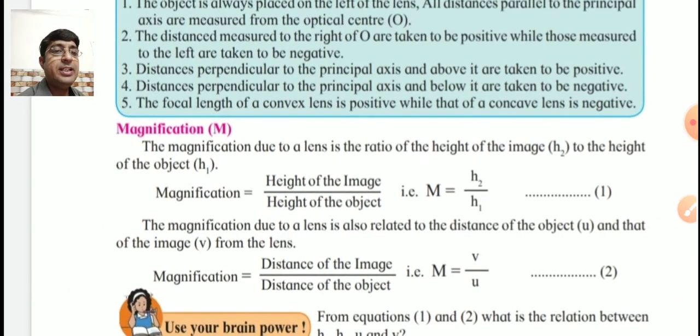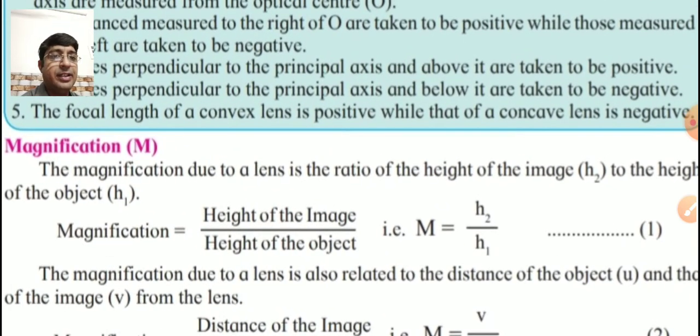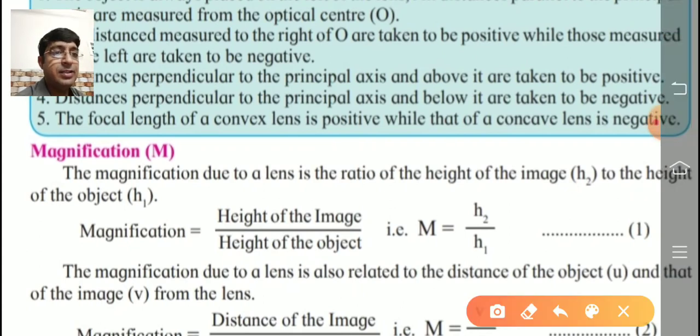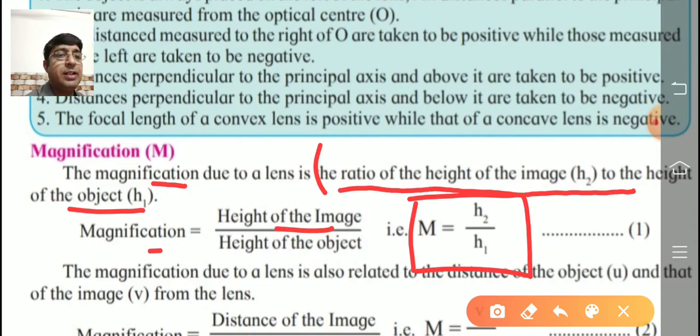Next point, what is magnification? Write its formula and meaning of the terms. So magnification. The magnification due to a lens is, so we start our answer from here. The ratio of height of the image to the height of the object is called as magnification of a lens. Therefore, magnification means the height of the image divided by height of the object. In short, magnification indicated by the letter capital M is equal to height of the image h2 divided by height of the object h1.